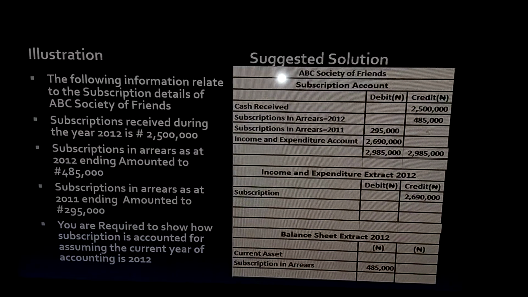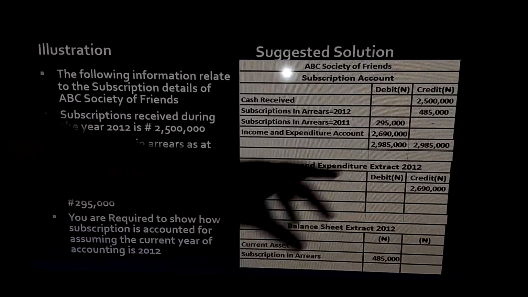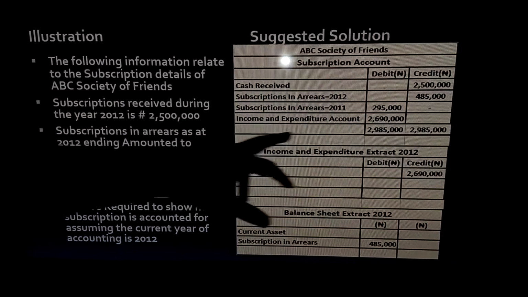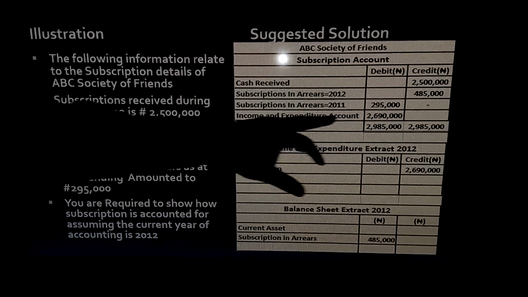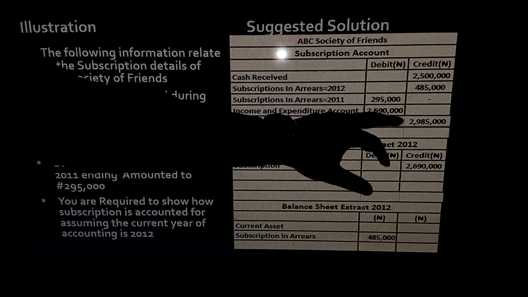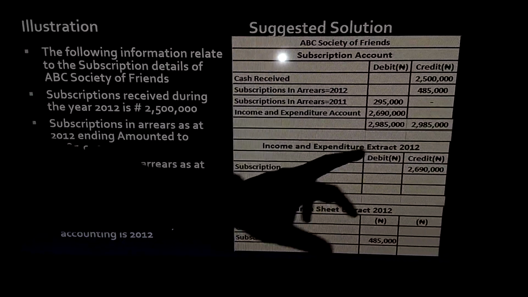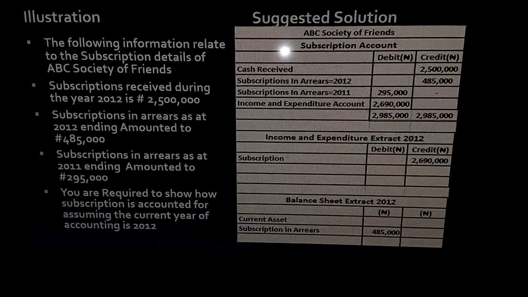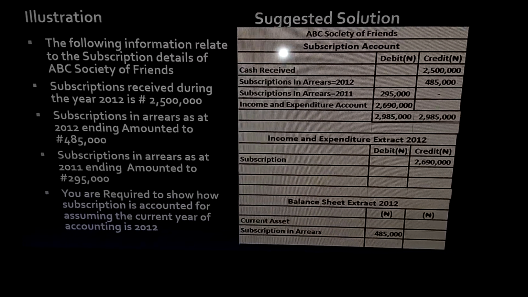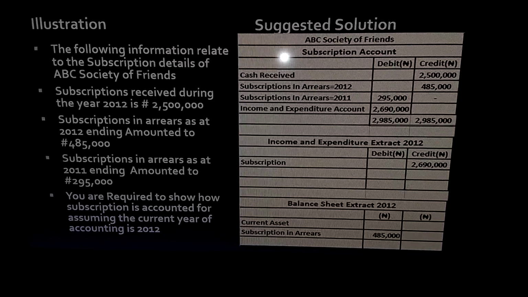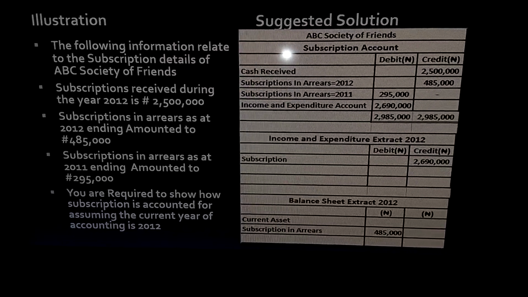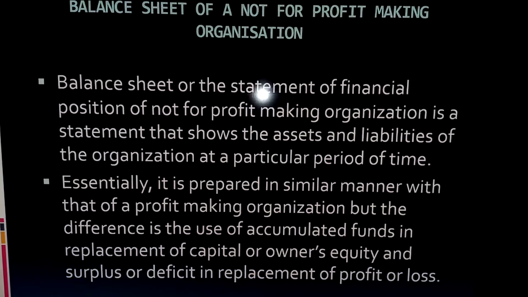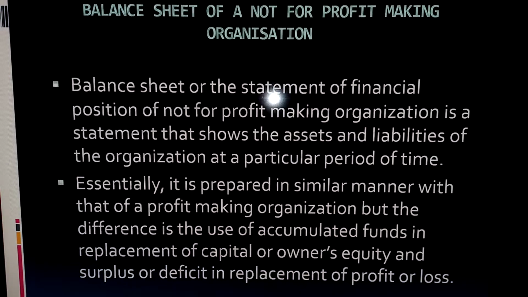At the beginning of the year, which is the end of the previous year, you deduct. So that's why it's taking the debit side here. When you add this to this, minus 295,000, you have 2,690,000 going to your income and expenditure. So you see it here on the debit side. So we now have the subscription income and expenditure extract here: 2,690,000. So the subscription in arrears for the year of reporting is a current asset. Why? Because members are owing the society, or members are owing the club.